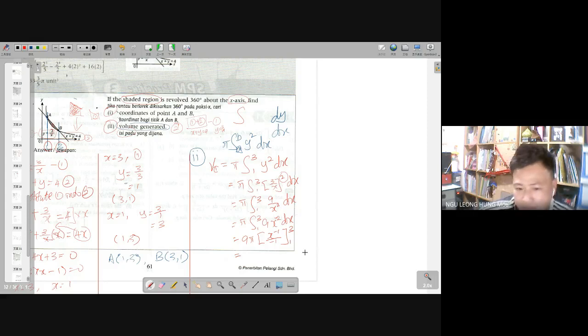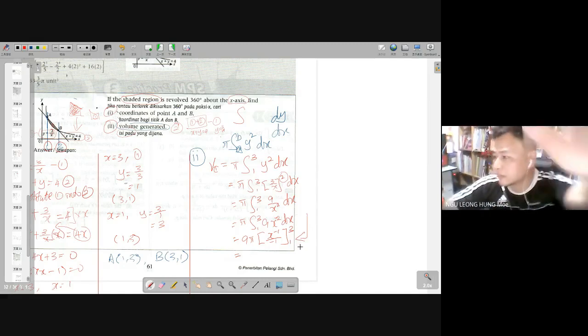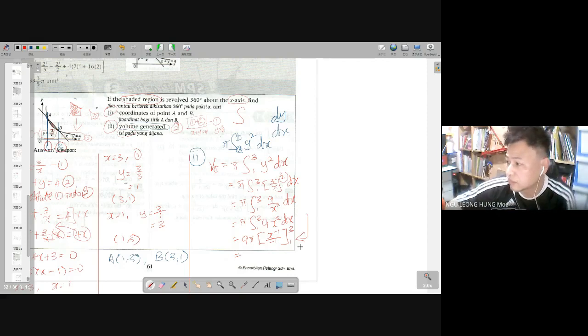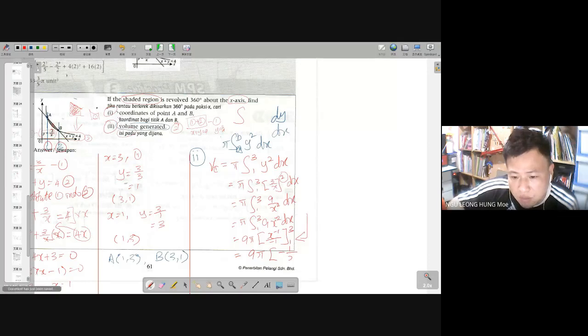Jen and Chetai, so far okay or not? Did I do any mistake? Anything wrong? Because I also very careless. Jen and Chetai, do I do any mistake here? No, right? So okay.